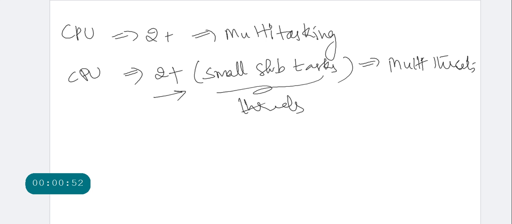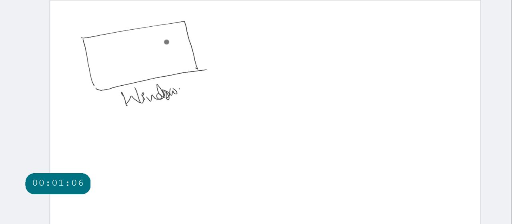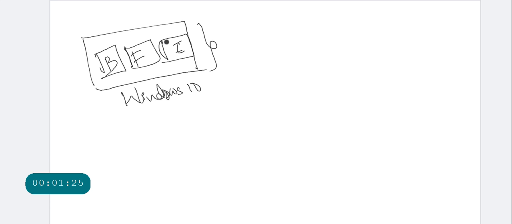Now let's see the examples for multitasking and multi-threading. So let's take our computer, and it has Windows OS, Windows 10. The operating system can simultaneously perform more than one task, like it can run a browser, a file manager, and some editor. So these tasks are performed simultaneously by the OS. So this is called multitasking.